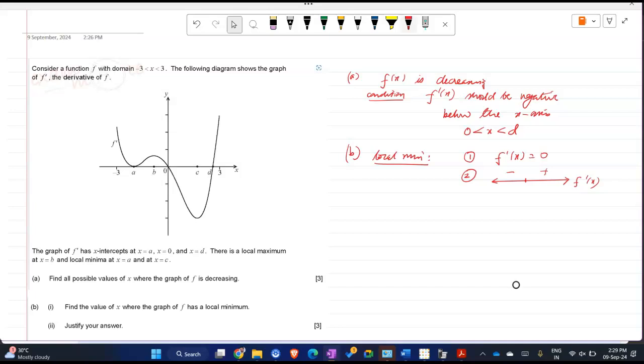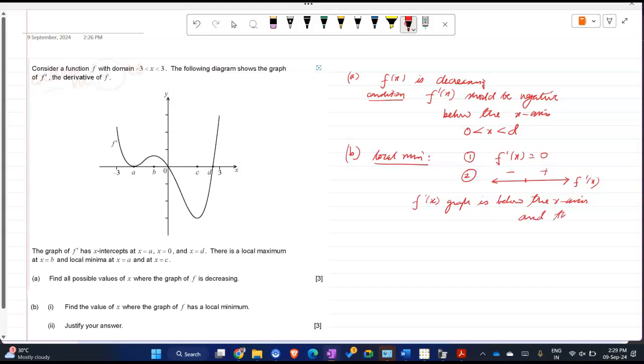Justify your answer. So you must write this. You can write your explanation in words. So here it is negative and then positive. So negative is below, then above. So basically the f dash x graph is below the x axis and then above. So that happens at x is equal to d. Yeah, so that's your explanation also.